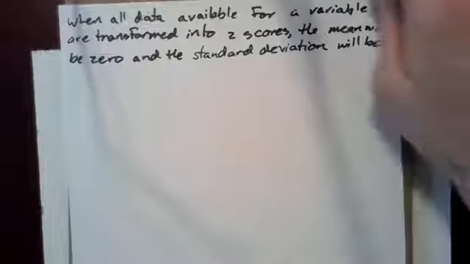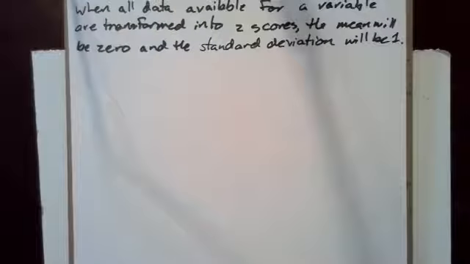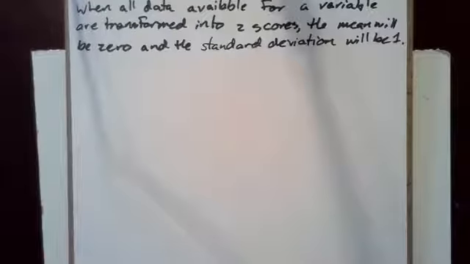When all data available for a variable are transformed into z-scores, the mean will be 0 and the standard deviation will be 1.